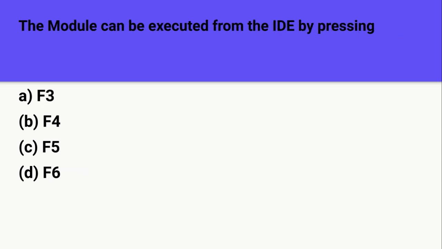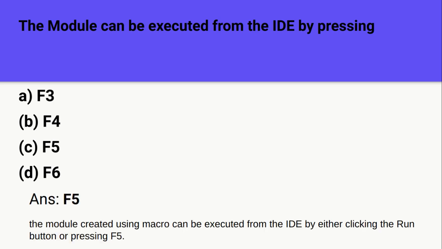The module can be executed from the IDE by pressing F5. That means we have created a module. So we need to execute that one or run that one. So what do we have to press? We have to press the F5 function to see the result. That is the main aim for this one. Just press F5. The module created using macro can be executed from the IDE by either clicking the run button or pressing F5.